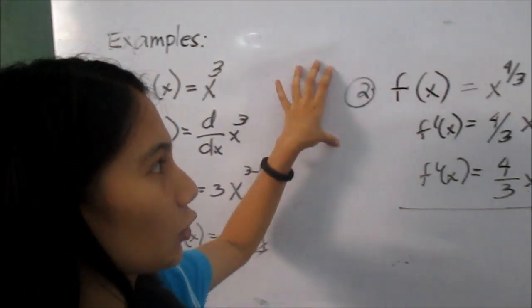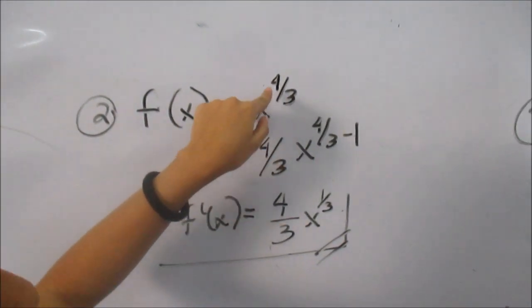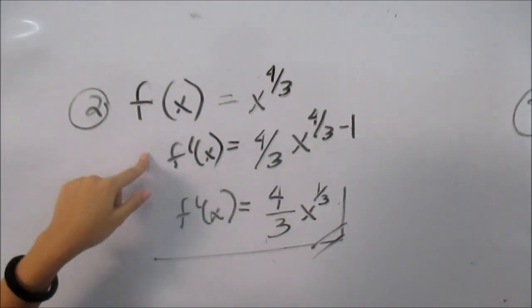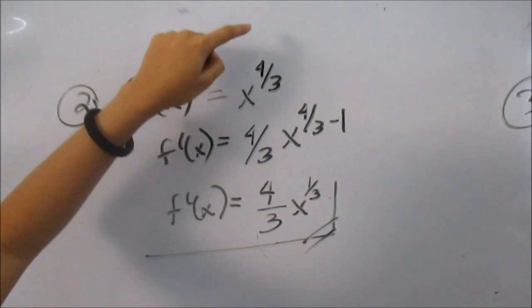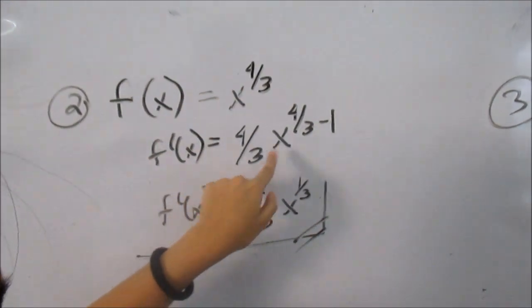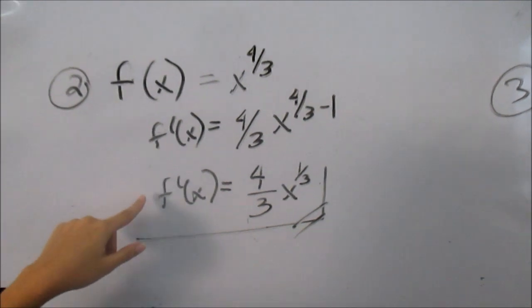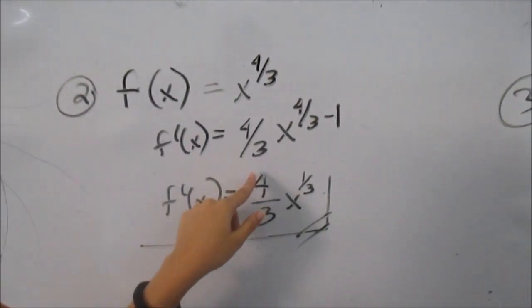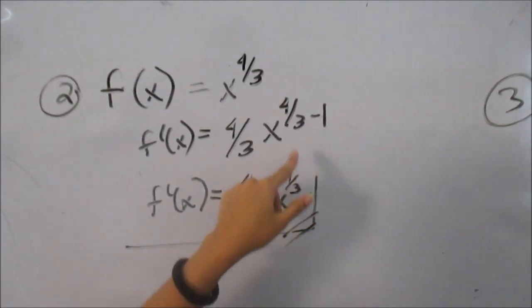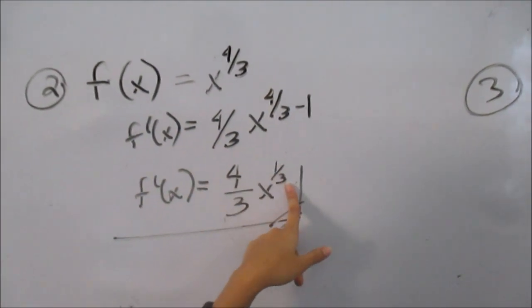So, example number 2. F of x equals x to the power of 4 over 3. So, f prime of x equals, bring down the 4 over 3, so 4 over 3 times x to the power of 4 over 3 minus 1. So, the final answer is f prime of x equals 4 over 3 times x to the power of 1/3, because 4 over 3 minus 1 equals 1/3.